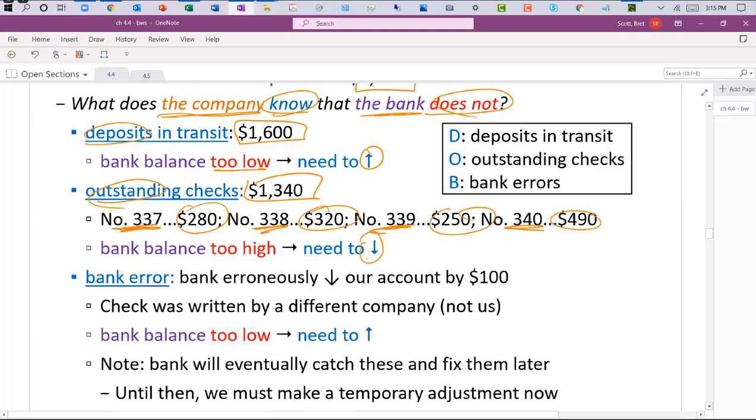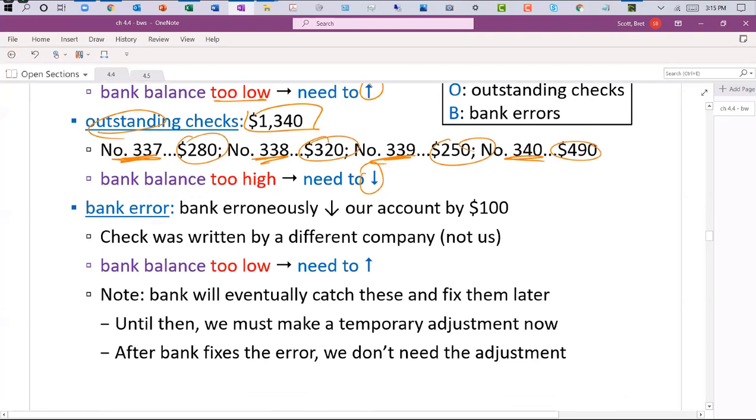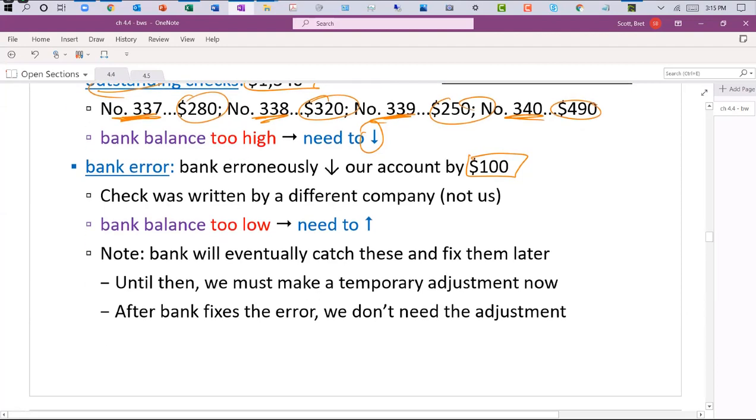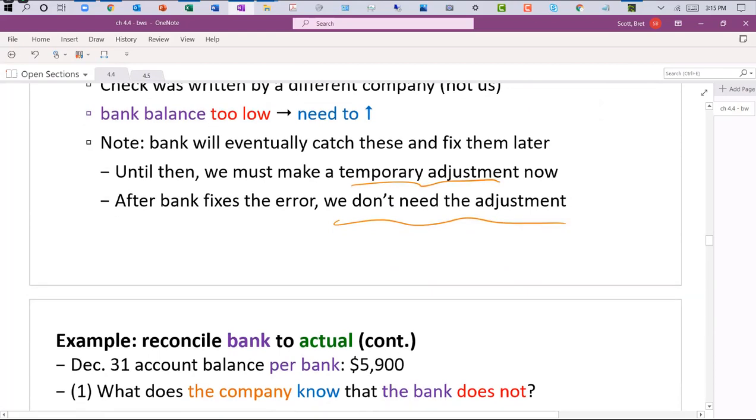These represent an adjustment to decrease the bank balance because the bank hasn't decreased it yet on their side, just because of a timing difference. Assume in this case that there's a bank error where they erroneously decreased our account by $100. You don't see it too often. Realize if the bank does make an error, they're going to figure it out pretty quickly. And even if we have to make a temporary adjustment now on the bank rec, we probably won't need to make it in the next month going forward.